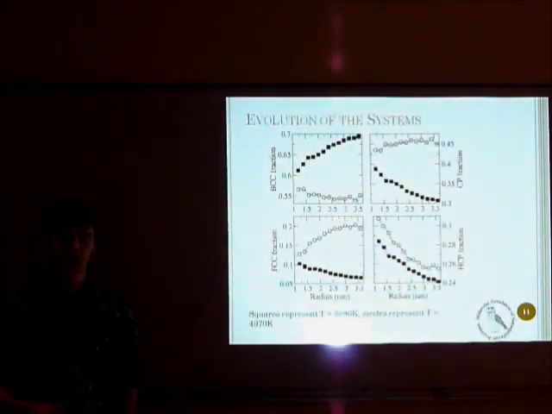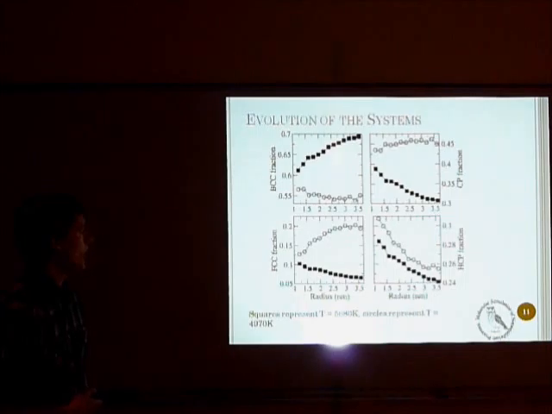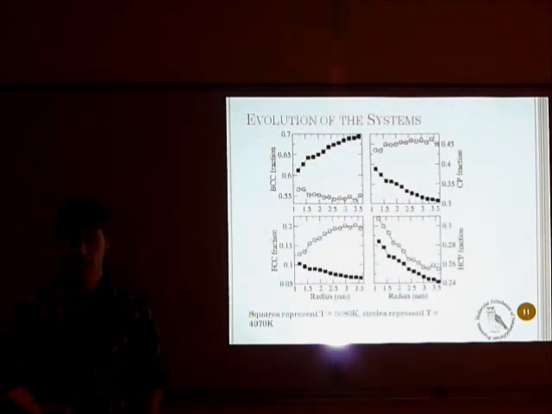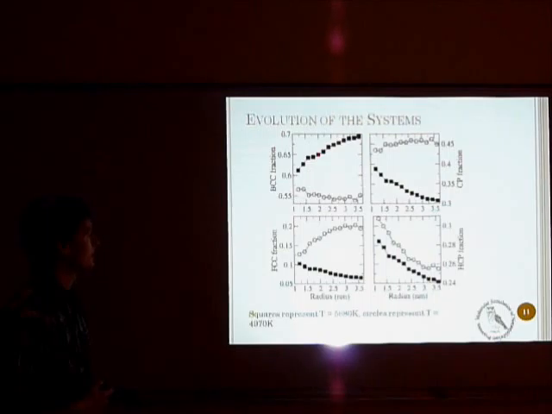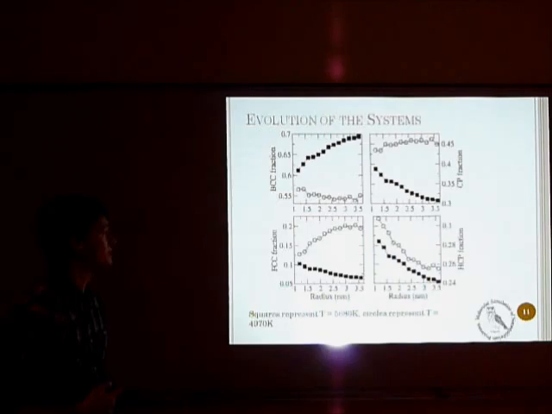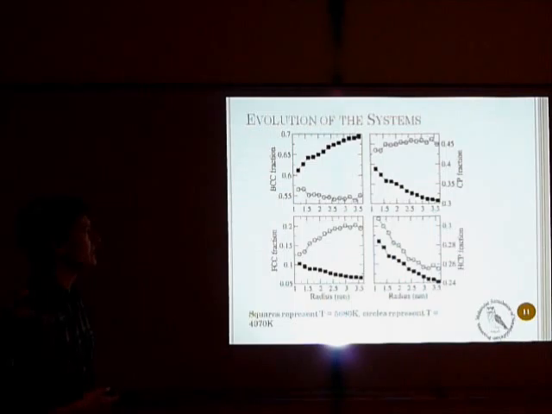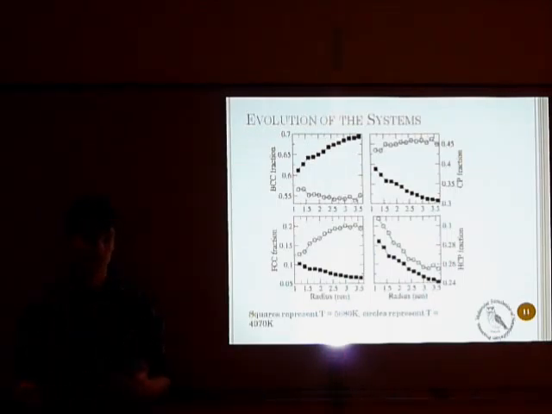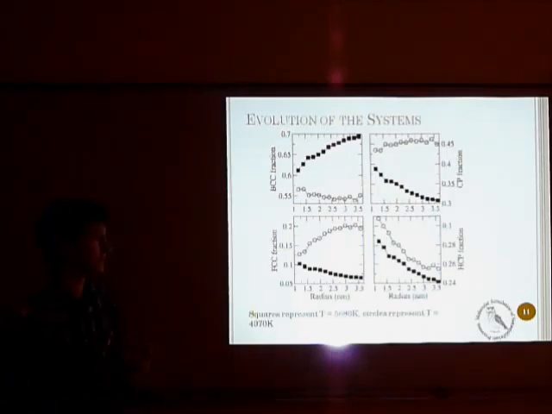So here are some graphs walking you through what I just talked about. Squares represent the run at 5,680 Kelvin, while circles represent the run at 4,970 Kelvin. We can just focus on this top left one here. At the higher temperature, the fraction of BCC gets much higher, while it stays about the same at the lower temperature. And then the inverse is true. The close-packed fraction stays the same at the lower temperature, while it decreases at the higher temperature. So we see this increase in the body-centered cubic structure at the expense of face-centered cubic and hexagonal close-packed.